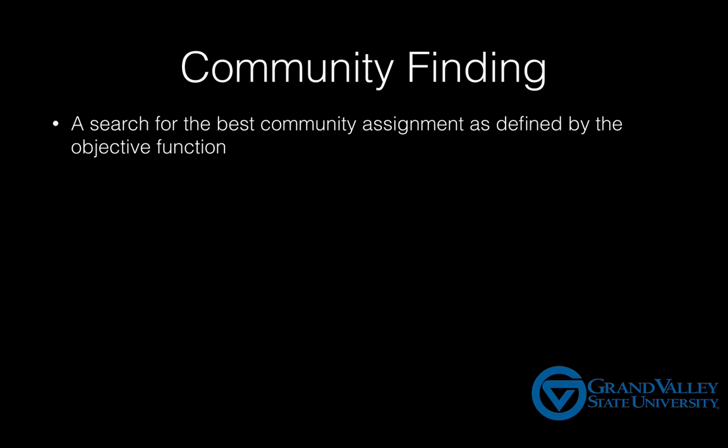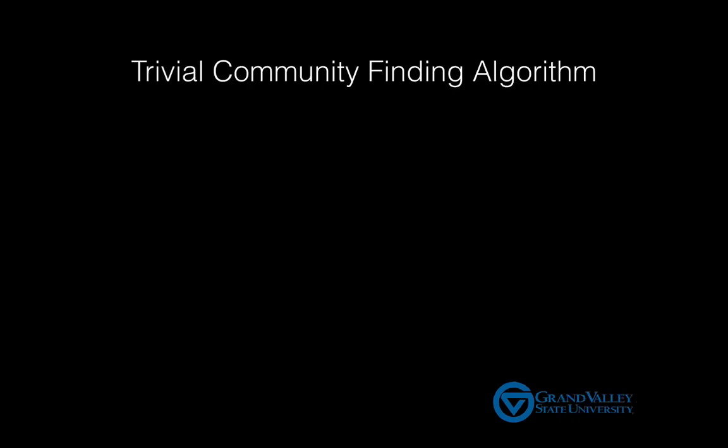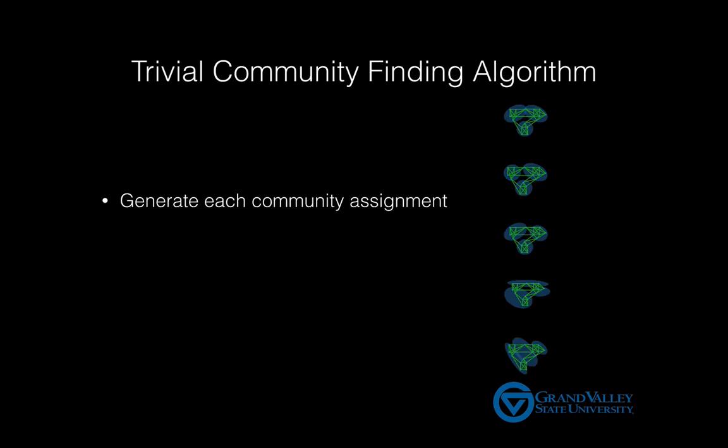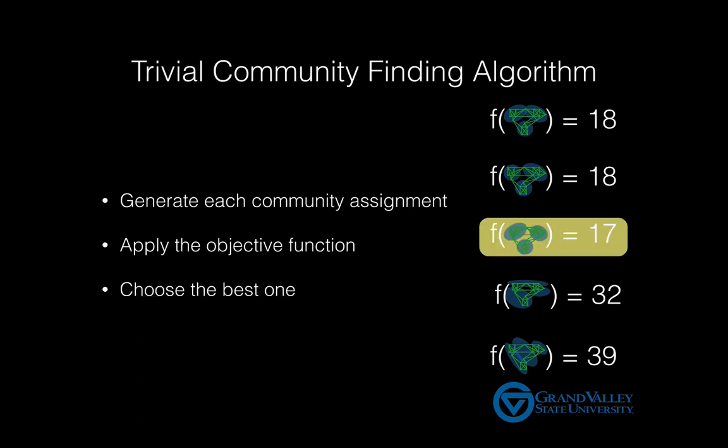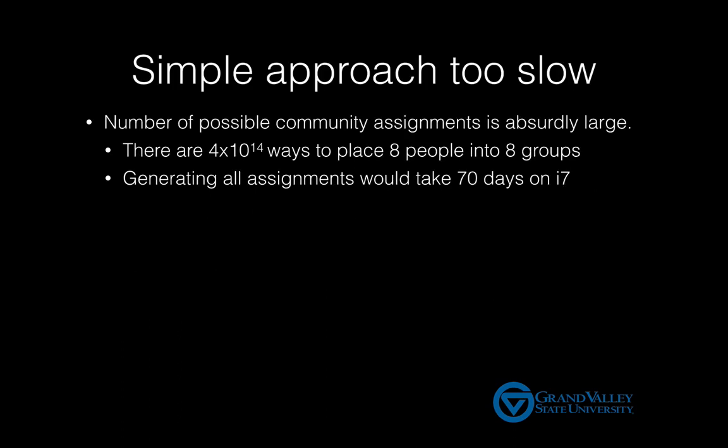This means that there's a very simple, trivial community finding algorithm. Simply generate all the possible community assignments, apply the objective function to each one, and pick the one with the lowest value. The problem is that this simple approach is way too slow because the number of community assignments is just absurdly large. For example, to generate all 400 trillion ways to place 8 people into 8 groups would take 70 days on the i7s we have here at Grand Valley.